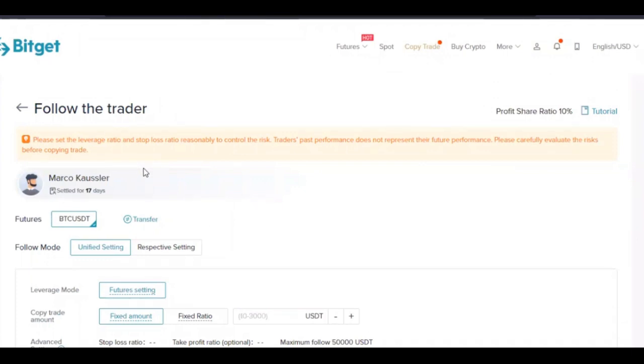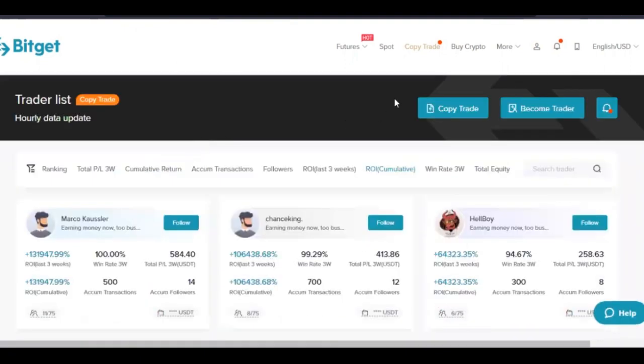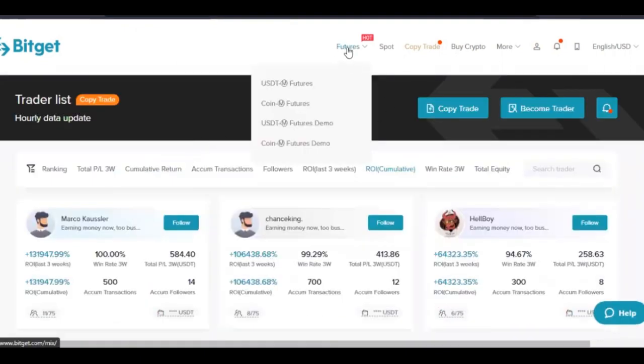But one thing I want you to note, before you copy any trader, because some of these traders are trading with 50X, some are trading with 125X, 100X, and all of this high leverage. What you need to do on the Bitget exchange before you copy any trader is, first, you need to come in here to your futures account, and then go to USDT-M Futures and click on it, and set up your own leverage.